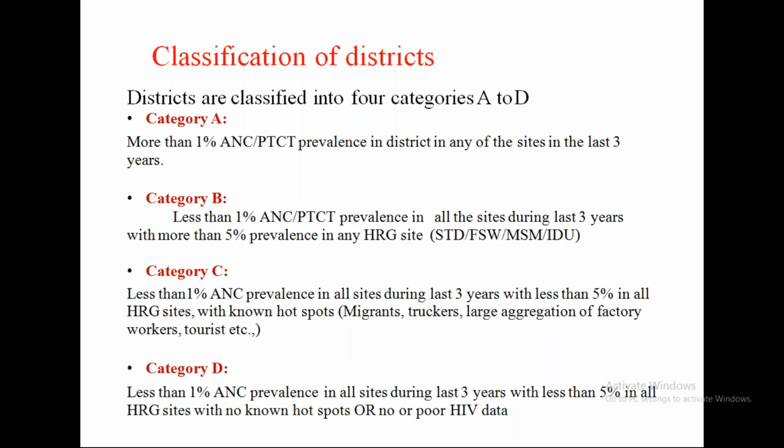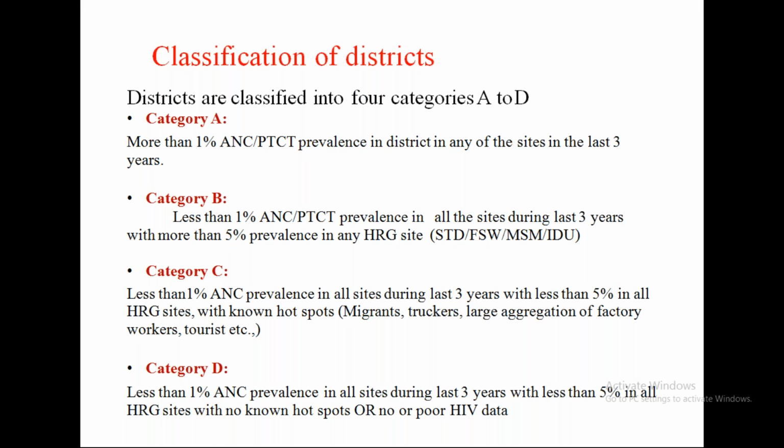If you look at the classification of districts, so that was for classification of states. Whereas if you look at the classification of districts, districts are classified into 4 categories, that is from A to D. So category A comes under more than 1% antenatal or PPTCT prevalence, that is parent to child transmission prevalence, in any of the sites in the district in the last 3 years. Suppose the prevalence is more than 1% in antenatal or PPTCT in any of the sites in the last 3 years, then it comes under category A.